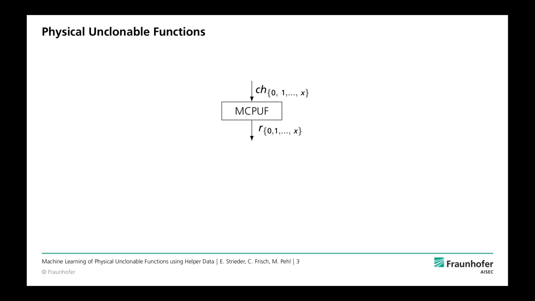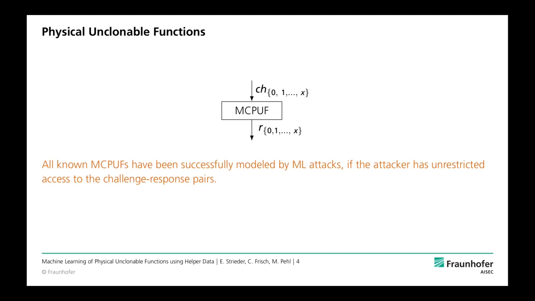Another assumption is that the multi-challenge PUF can be modeled as a linear combination of its building blocks. In our contribution, we only consider ring oscillator sum PUFs and arbiter PUFs. However, we think that the attack should also be possible for all other PUFs which were successfully attacked by a machine learning model. All known multi-challenge PUFs have been successfully modeled by machine learning attacks if the attacker has unrestricted access to the challenge response pairs.